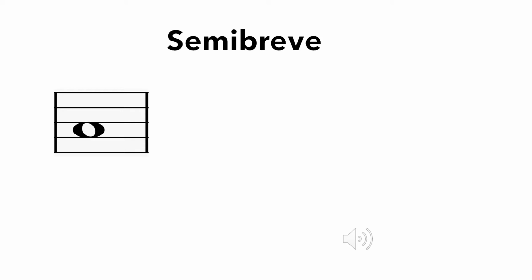The first note we're going to look at is the semibreve. It looks just like a circle, which makes it one of the easiest notes to remember. The duration of this note is 4 beats. It's the largest note duration that we'll come across. The rest of the notes that we'll be looking at will always refer back to the semibreve.